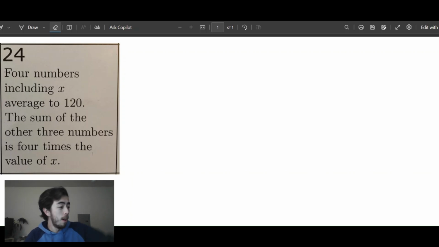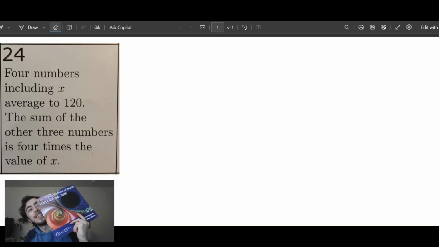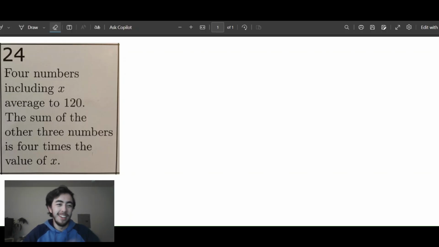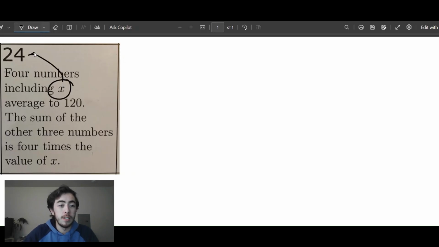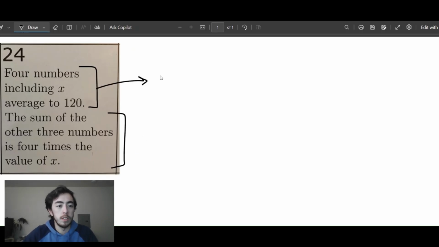It's April 24th, and we're solving problem number 114 from this Daily Epsilon calendar. All right, we need to solve for x. We need to show that x is supposed to be 24 today. Four numbers, including x, average to 120, and the sum of the other three numbers is 4 times the value of x. So I see two chunks of information here, and let me just write them as equations.